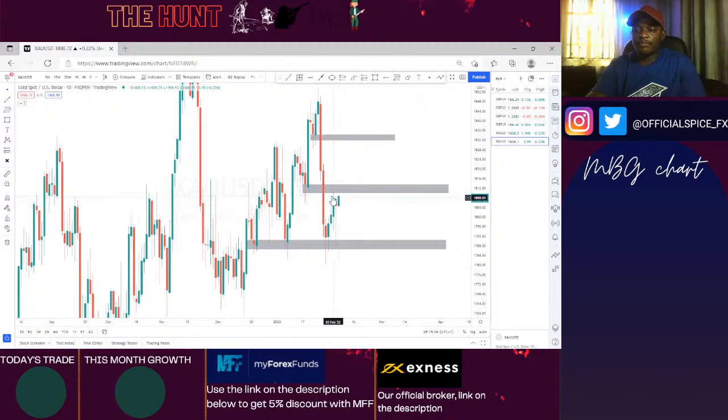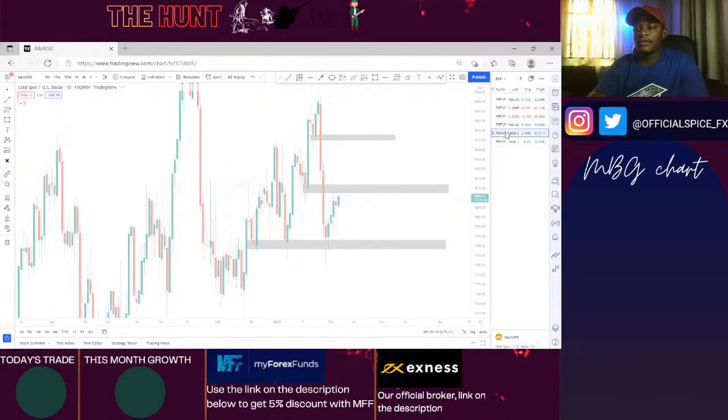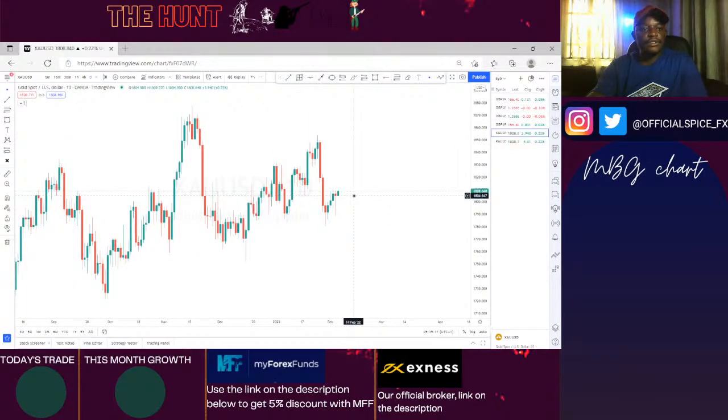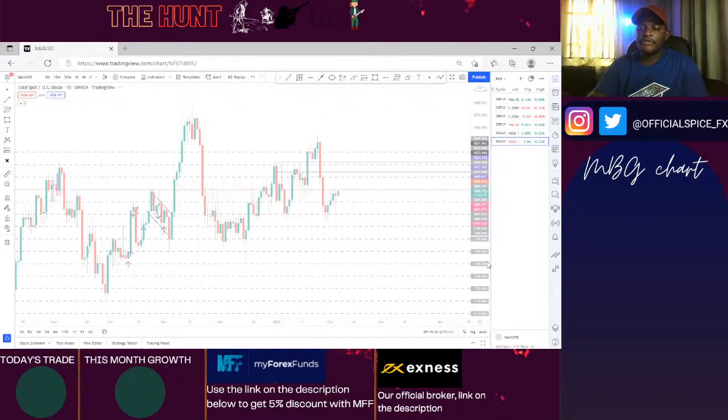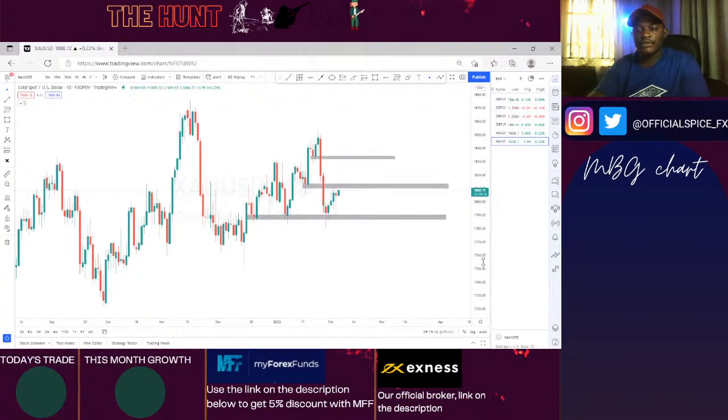Now if price can break this psychological level right here, because this is a psychological level on this chart, that was a psychological level right there. If gold can break that psychological level, you should be seeing it heading to this point here. And if it can't, price will likely pull back down. That's what I can see on the daily.